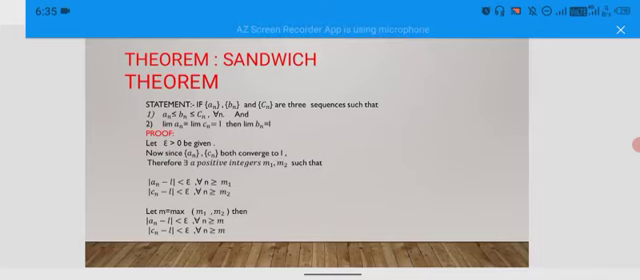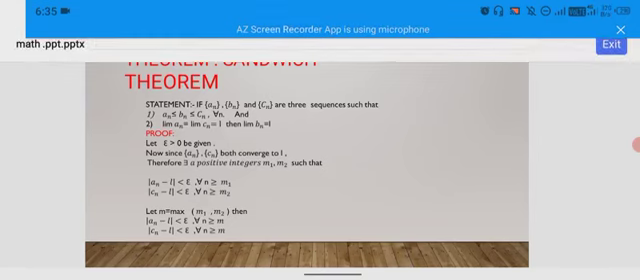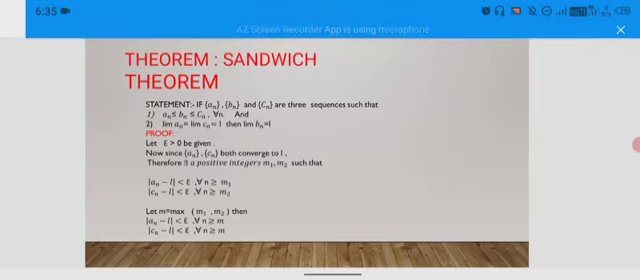So friends, without wasting your time, I am going towards the statement of the sandwich theorem. The statement is that if sequences an, bn and cn are three sequences such that an is less than or equal to bn and bn is less than or equal to cn, and the limit of an and the limit of cn both are L, then the limit of bn is also equal to L. This is the statement of the sandwich theorem. Let us see the proof.